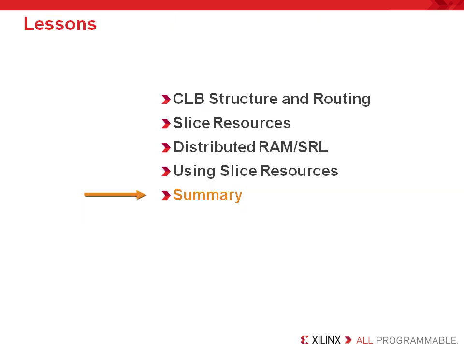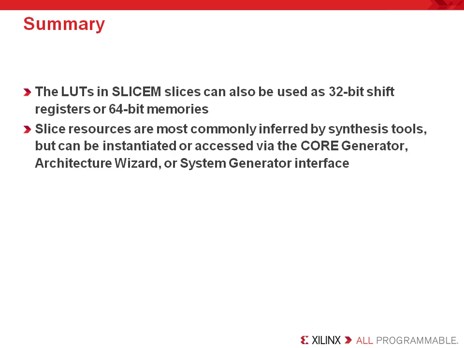So let's wrap up our discussion with a brief summary. In summary, the LUTs in the SLICEM slices can also be used to build 32-bit shift registers or small 64-bit memories. And we discussed the reasons why you want to build shift registers for pipeline applications and why, if you're building a small memory or DSP application, use of these LUTs to configure 64-bit memories can be very helpful. Slice resources are most commonly inferred by synthesis tools, but can be instantiated or accessed via the core generator, architecture wizard, or the system generator utilities.